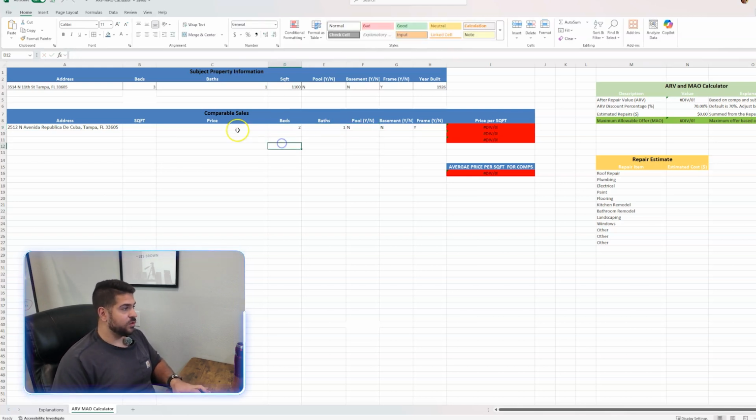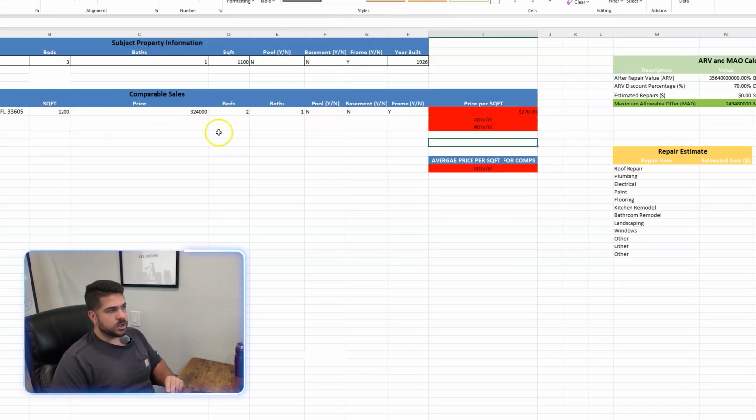It's actually a 2-1, and the square footage is 1,200. So it's pretty big, but it's a 2-1. And the price that it sold for was $324,000, right? All right, so we got that one. So that's a $270 per square foot property. Let's go to the next one.